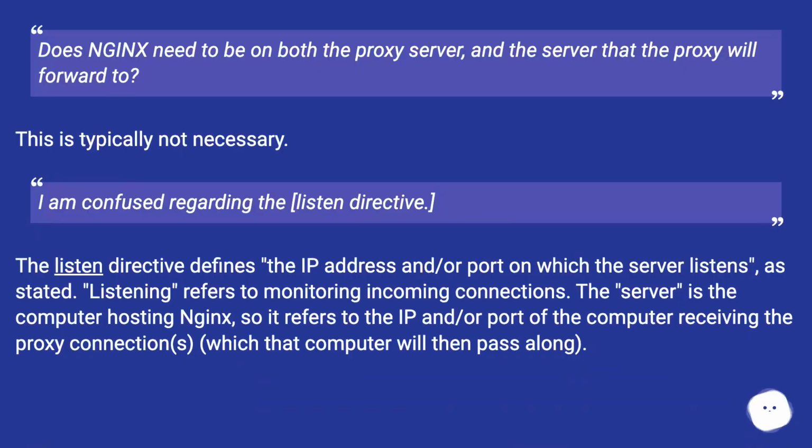Does NGINX need to be on both the proxy server and the server that the proxy will forward to? This is typically not necessary. I am confused regarding the listen directive. The listen directive defines the IP address and/or port on which the server listens, as stated. Listening refers to monitoring incoming connections. The server is the computer hosting NGINX, so it refers to the IP and/or port of the computer receiving the proxy connections, to which that computer will then pass along.